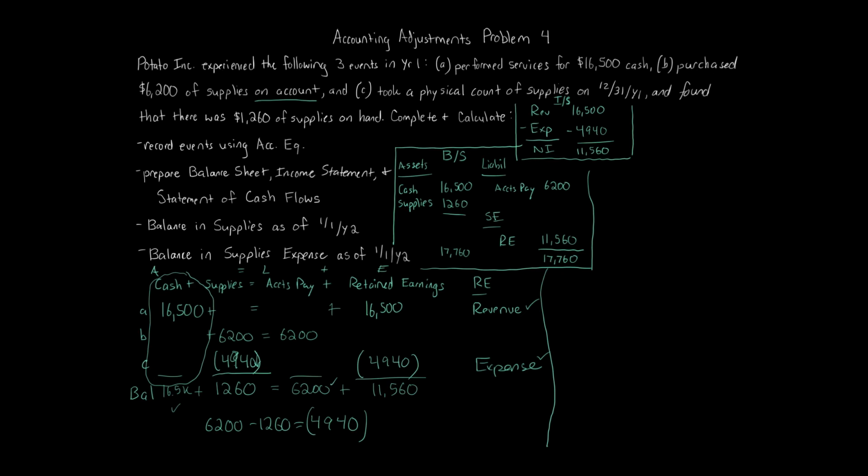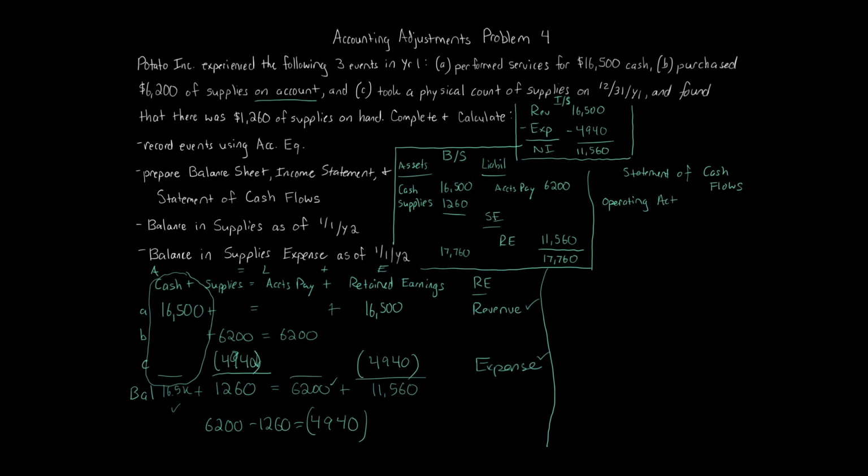We've only got one item. Item A. That's it. Just one item. And that's going to be from transaction A, perform services for $16,500 cash. That resulted in net revenue. And remember, revenues, expenses, net income, that goes under operating activities. So our statement of cash flows, let's write that out. Remember, we have operating, investing, and financing activities. We're only going to have one item. It's going to be under operating activities.